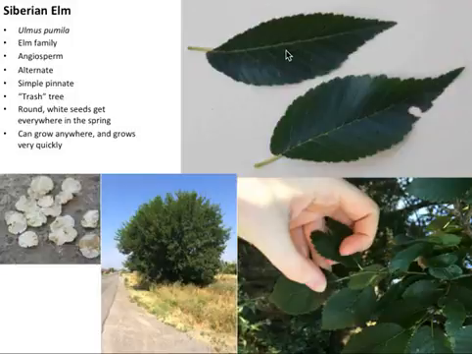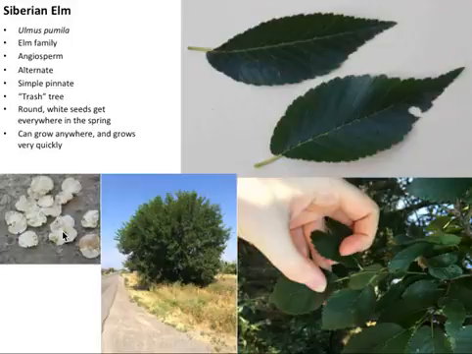This is a trash tree. It's a junk tree. It will grow anywhere, and it can grow very, very quickly. In the springtime, when you see these white little round seeds around, this is a Siberian elm seed. And they blow everywhere in the spring, and they blow before most other things seed.